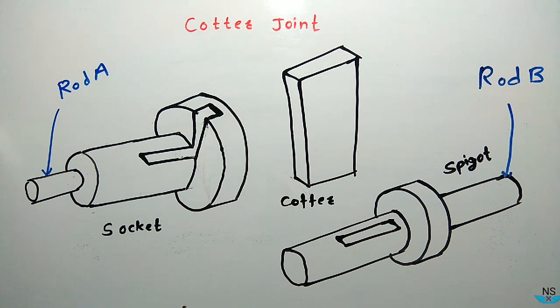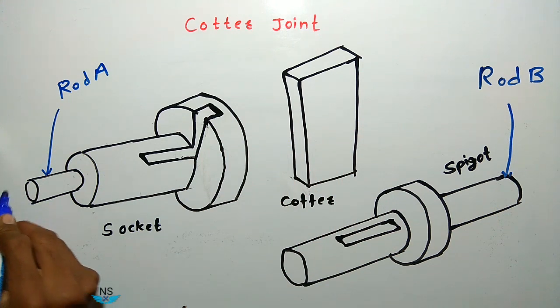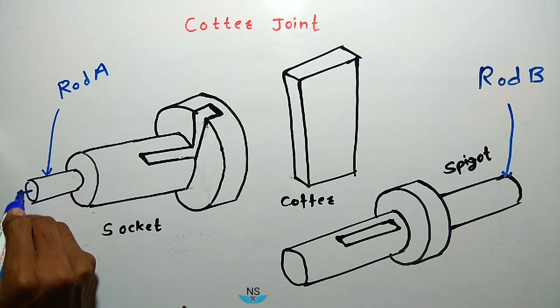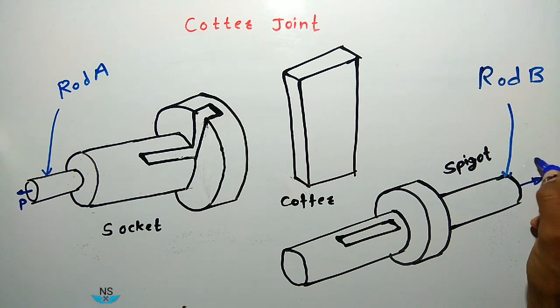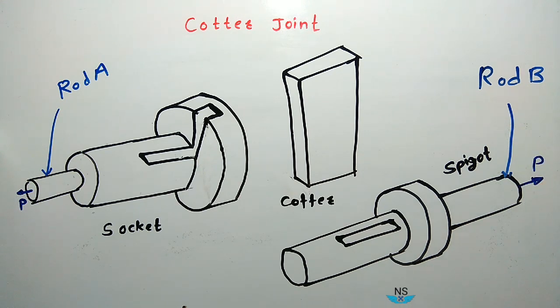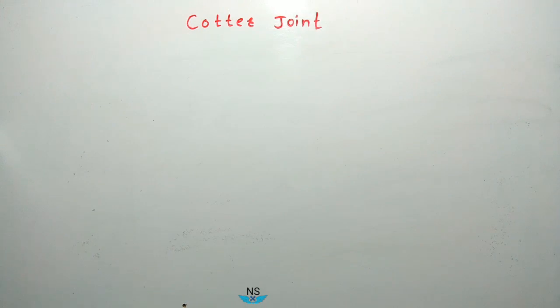Now let us see. On this rod, a tensile load P is acting. On this rod also, a tensile or compressive load P is acting. Now due to this, what will happen, friends?